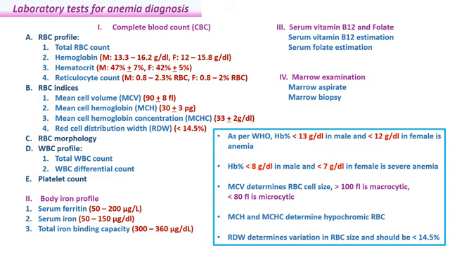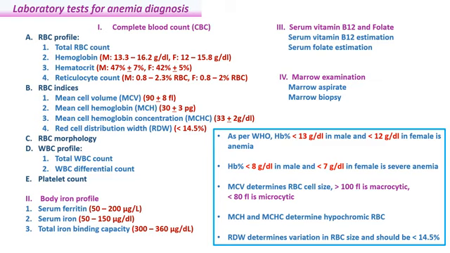Some salient points regarding the anemia diagnosis. As per WHO, when the hemoglobin is less than 13 gram per deciliter in male and 12 gram in female, it is anemia. When hemoglobin is less than 8 in male and less than 7 gram per dl in female, it is severe anemia.